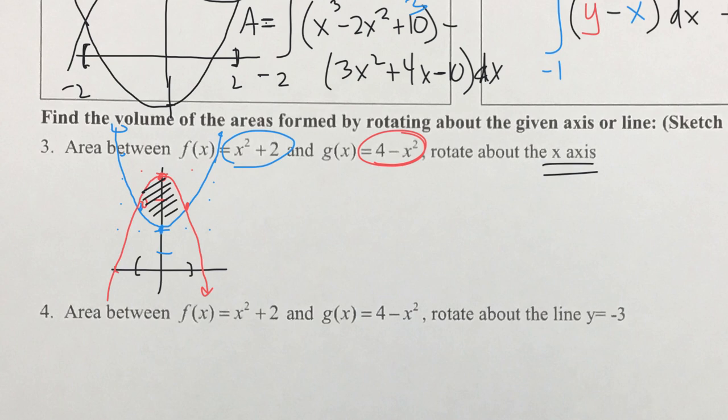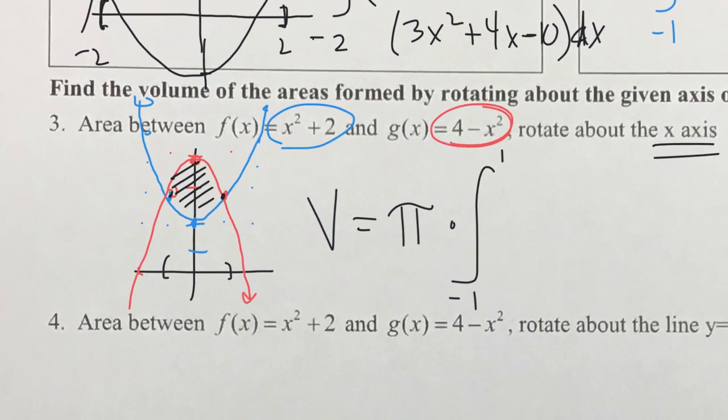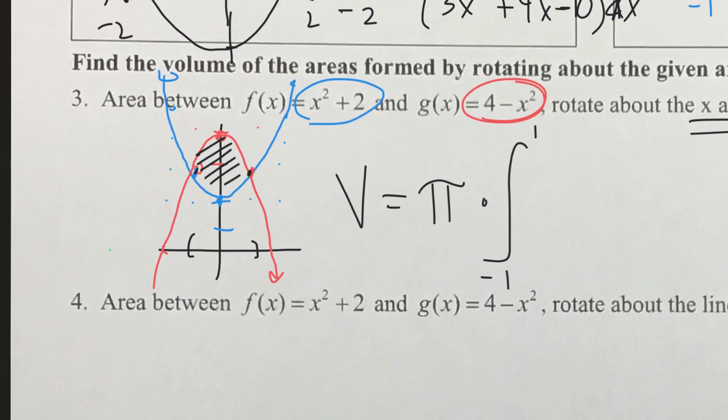So when we're doing this, we need to think about volume. These are always circles when we're rotating. So it's pi times the integral from -1 to +1, those being the points of intersection. You can find them by setting your two equations equal to each other and solving, and that's what you would get, -1 and +1. And we need to think about the radii here. If we're rotating around the x-axis, this is your axis of rotation.